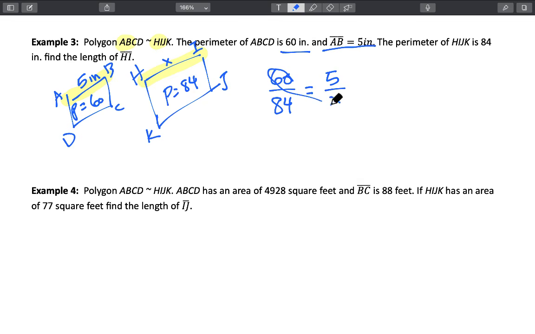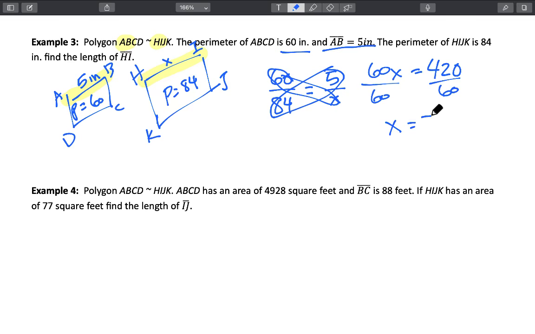So 60 times X is going to give me 60X. 5 times 84. Let me quickly check my math on that one here. 5 times 84, yep, that's going to give us 420. And now that's really just 6 divided into 42. We're going to divide that off, and that's going to give us an X value of 7. Now 7 represents the length of HI, which is going to be in inches, so we're going to make sure we got our units on there, 7 inches.